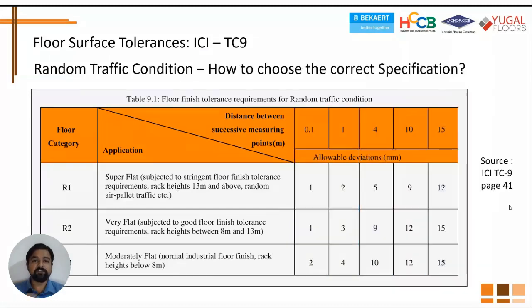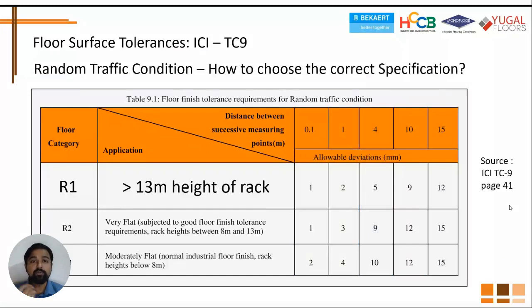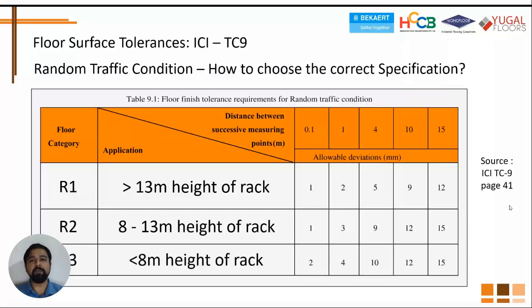And then, just to give you a picture of how to choose a particular surface regularity tolerance, say for example an R1, which is for free movement or a random traffic condition, is meant to be used when the height of racks is more than 13 meters. So it's very important to note that the height of racks is directly related to what surface regularity you need. Say, for example, R2 is for between 8 to 13 meters and R3 for less than 8 meters. So it's very important for us to know the height of the building or height of the racks before we decide on a specific type of surface regularity that we are specifying for the floor.